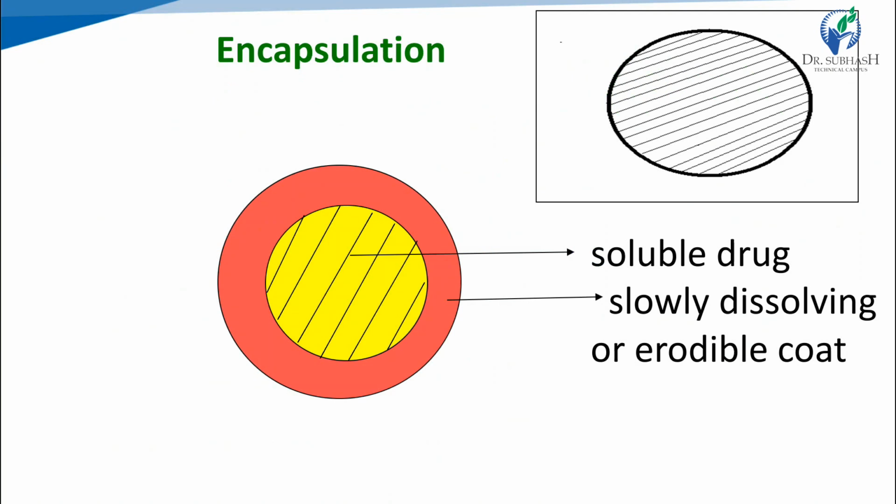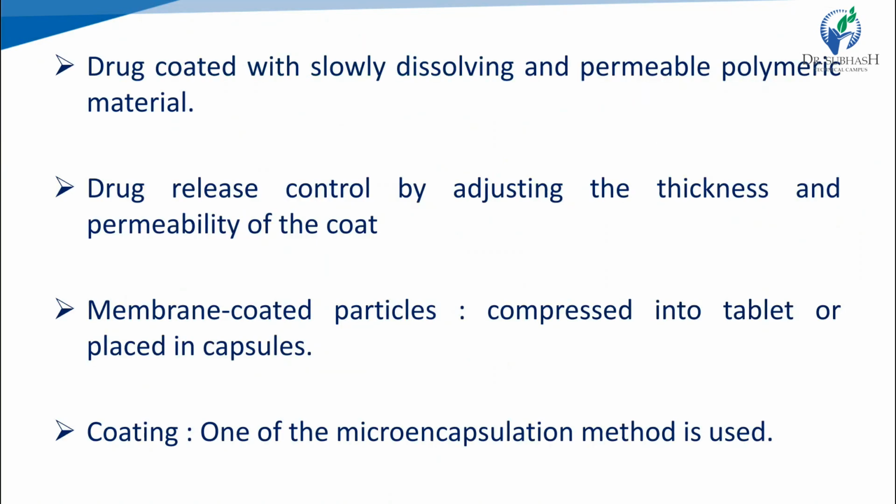The first one is encapsulation. In the core part the soluble drug is there, and the outer layer coat material is a slowly dissolving or erodible coating material, so that is encapsulation. In the center part the drug is there and we encapsulate or laminate it with the polymer coating. The drug is coated with slowly dissolving and permeable polymeric materials. Drug release is controlled by adjusting the rate limiting step, that is the thickness and the permeability of that coat, that is, of the coating polymer material we use.